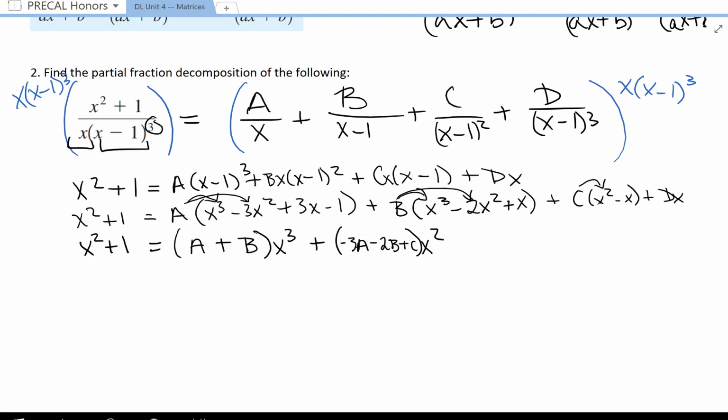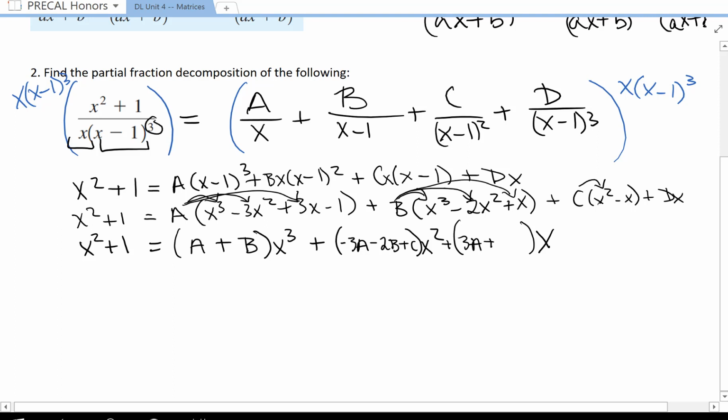Okay, the coefficient for the x term. I have a times 3x. That's 3a times x. I have b times 1x. That's 1b. And c times -1x. That's -c. And finally, your constants. You have a times -1, so a -a. You don't have any constants for b, not for c, but for d.